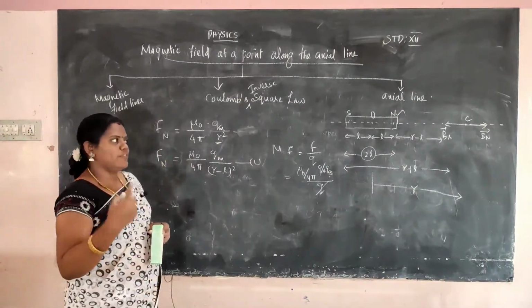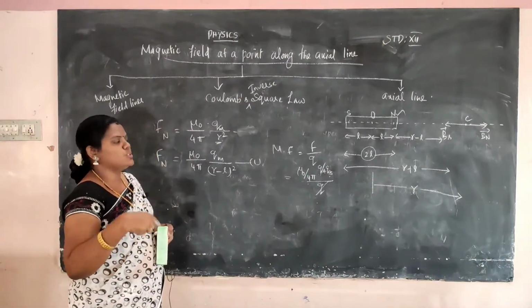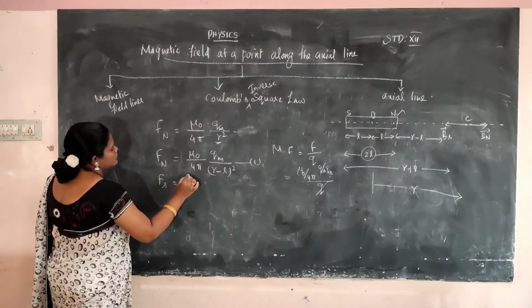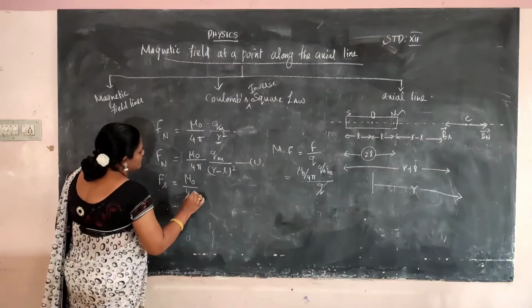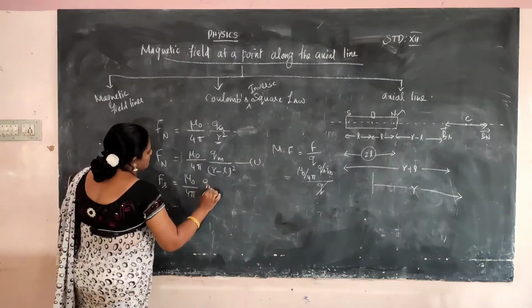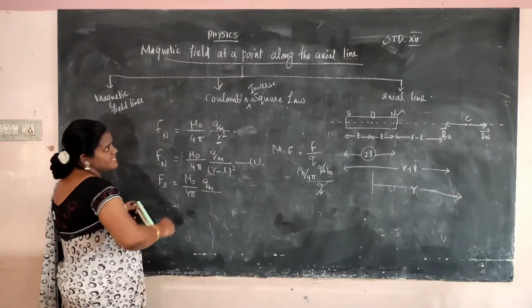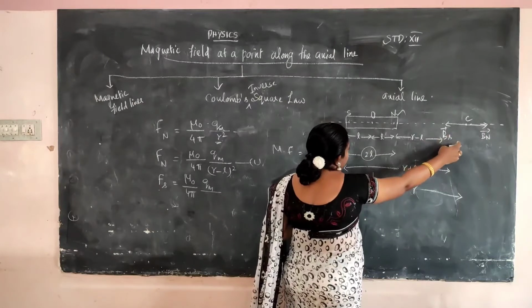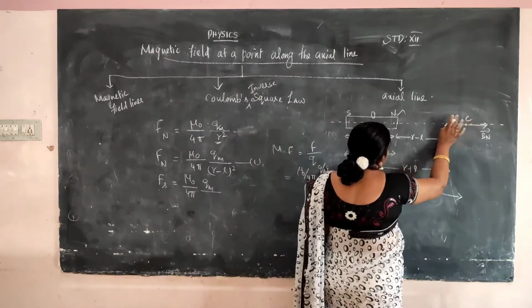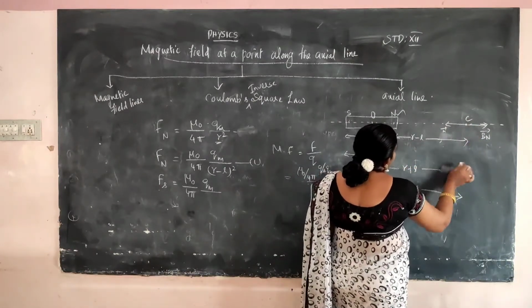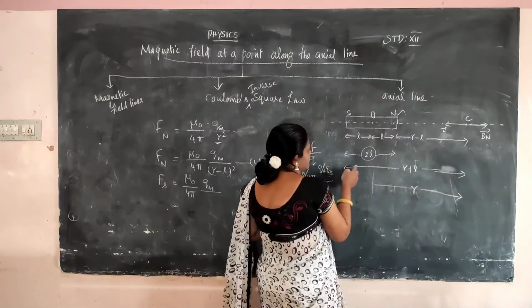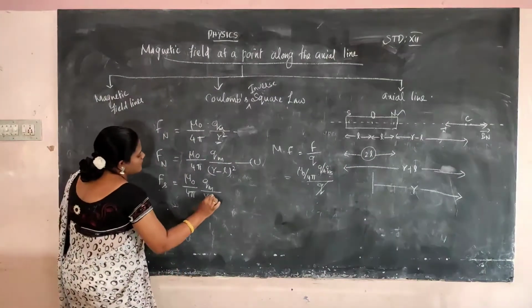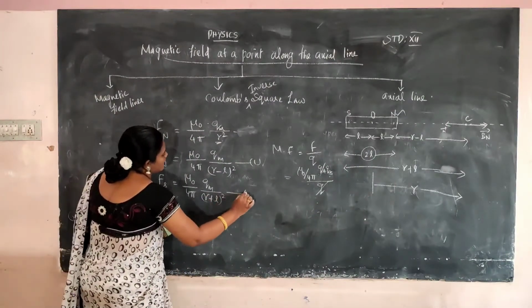Now the magnetic field at a point C due to the south pole, that is Fs, is equal to mu naught by 4 pi Qm by r plus L, because it has to reach here. So the total length from the point C to the south pole is called r plus L. So r plus L the whole square. This is the second equation.